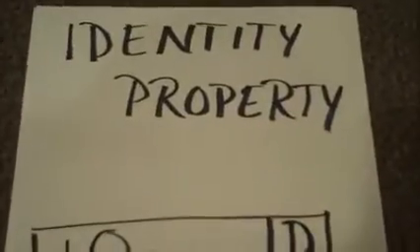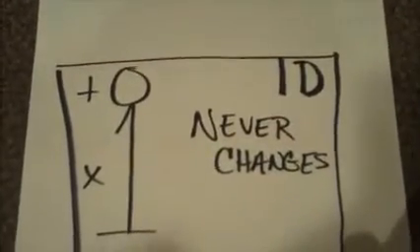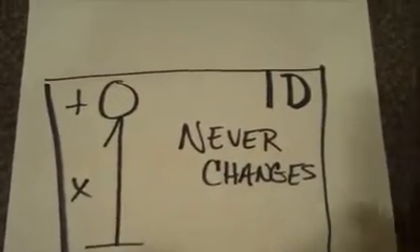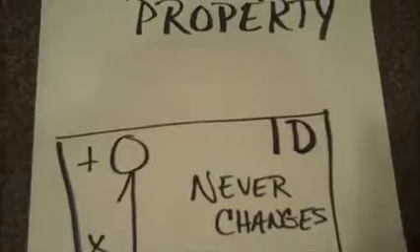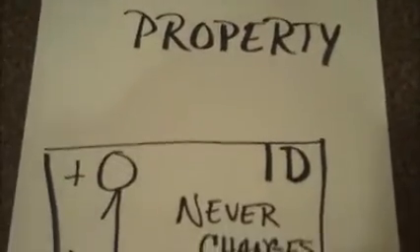The identity property is something that never changes. Your ID is something that never changes. Times 1 or plus 0 are things that never change. Anything times 1 is itself, and anything plus 0 is itself.